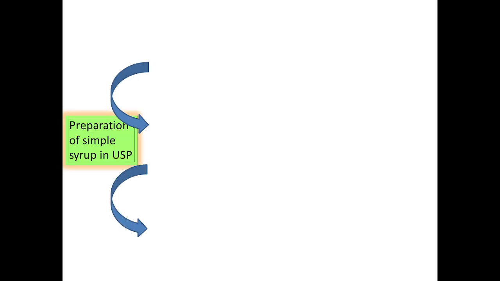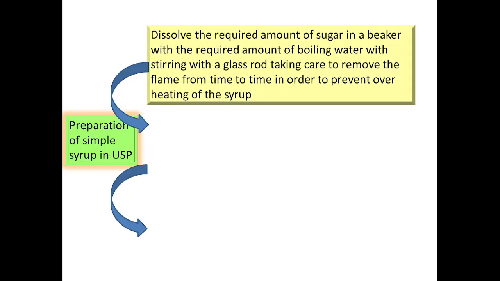Another method is preparation of simple syrup as per USP. Dissolve the required amount of sugar in a beaker with the required amount of boiling water, stirring with a glass rod, taking care to remove the flame from time to time in order to prevent overheating of the syrup. So you have to dissolve that sugar in distilled water that is boiling, with continuous stirring using a glass rod, and remove the flame from time to time to prevent overheating of the syrup.